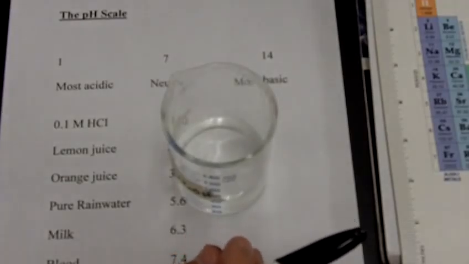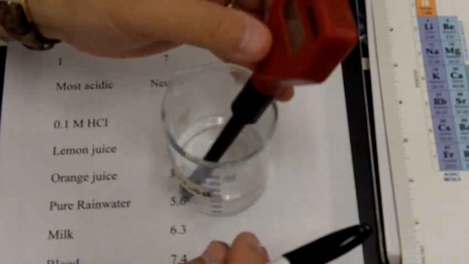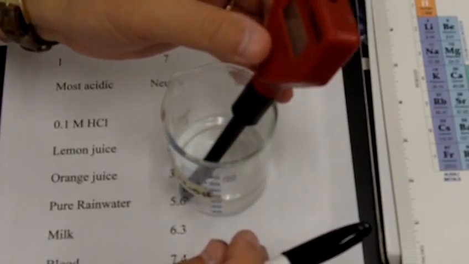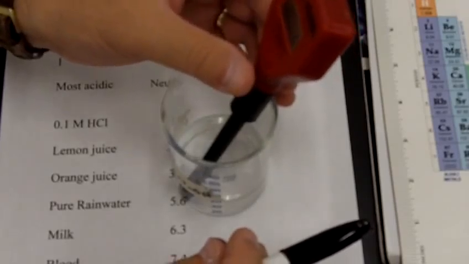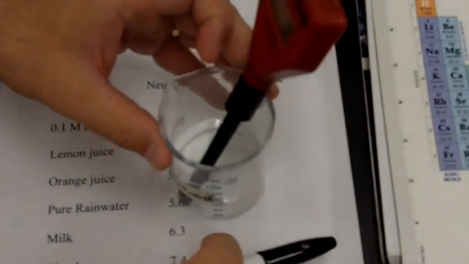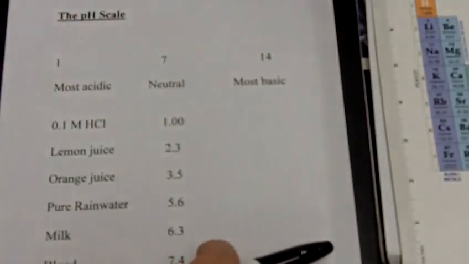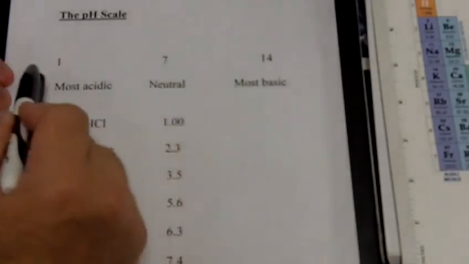And when I place a probe into it, I get a pH of 13. 13 is the pH of the sodium hydroxide solution. That's a 0.1 molar solution. So these are substances that we find around our homes, and they fall all along this pH scale from 1 to 14.